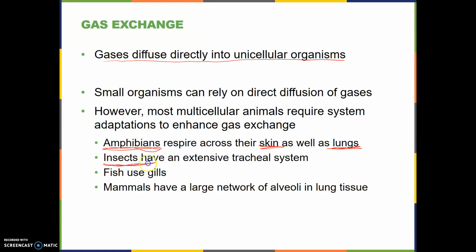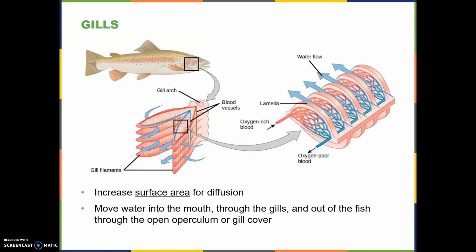Insects have a tracheal system, whereas humans have one trachea, insects have many. Fish use their gills, and mammals have a large surface area because they have many millions of air sacs in their lung tissue. And the more air sacs you have, the more surface area that you have. Gills in fish increase the surface area for diffusion by the way that they are designed.